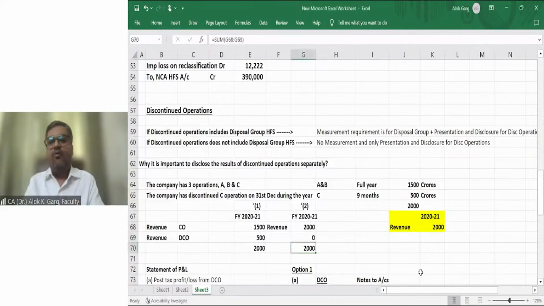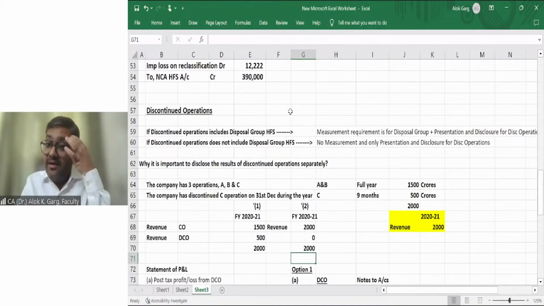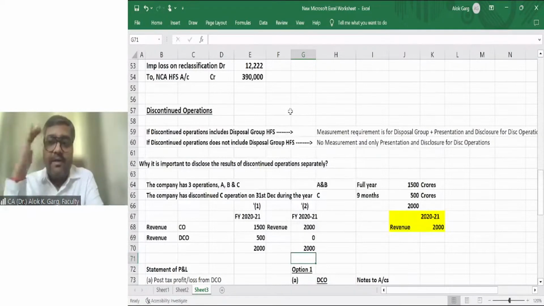Friends, why are financial statements prepared? They are prepared for the users of the financial statements. Let's say I am the user, a shareholder. When I see option number two, I'll say, oh, the revenue of the company is 2000 crores. I am taking decisions for the future: whether I should invest in this company, whether I should join this company as an employee. So I am forming a perception for the future.